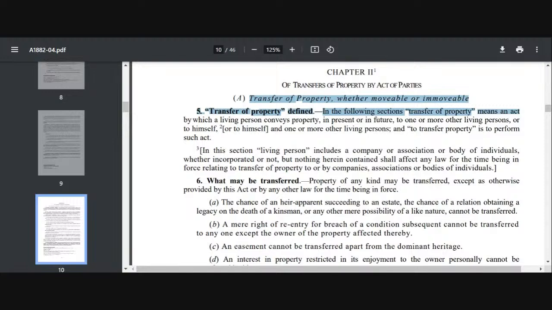ठीक है, लिविंग पर्सन जिससे आप क्या कर रहे हो, कन्वे कर रहे हो, कन्वे कर रहे हो मतलब आप अपनी प्रॉपर्टी को ट्रांसफर कर रहे हो. सो हिज कन्वेइंग is like his transferring. So conveyance means that the person is transferring all his rights and all his title to another person. And this conveyance can be done in present or in future. And it has to be done of a property. Now property means what? It is essentially a bundle of rights. If we talk about property, it's essentially a bundle of rights or interest.